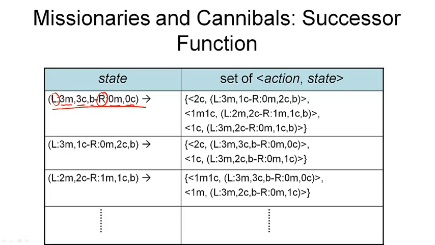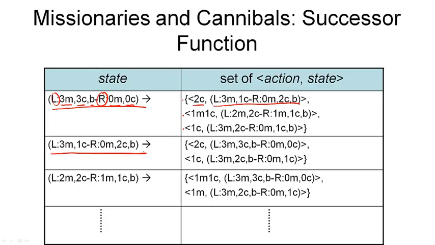This is mapped to 3 pairs, 1, 2, 3, each of which consists of an action and another state. So let's look at the first one. In the first case, we ship 2 cannibals across the river. And this gives us on the left-hand side 3 missionaries and 1 cannibal, because we've shipped 2 cannibals across. On the right-hand side, 0 missionaries and 2 cannibals, plus the boat, which is also now on the right-hand side. Altogether, we see there are 3 different pairs here, because there are 3 applicable actions in the initial state.